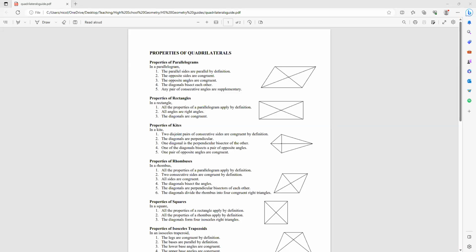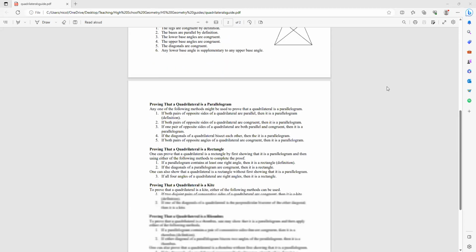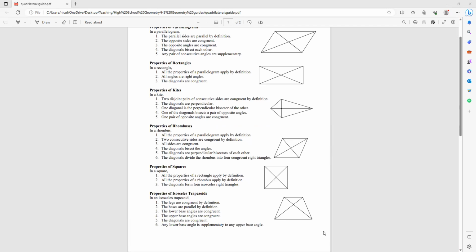Okay, so in this video, we are going over properties of shapes. Parallelograms, rectangles, kites, rhombuses, squares, trapezoids, what do they have in common? They all have four sides. They all have an internal angle sum of 360.